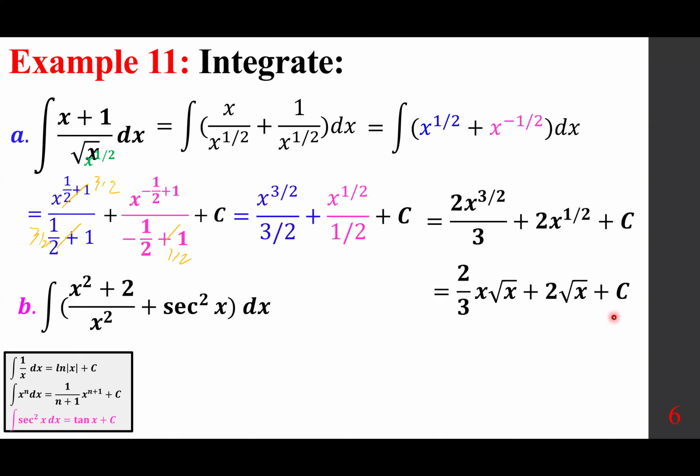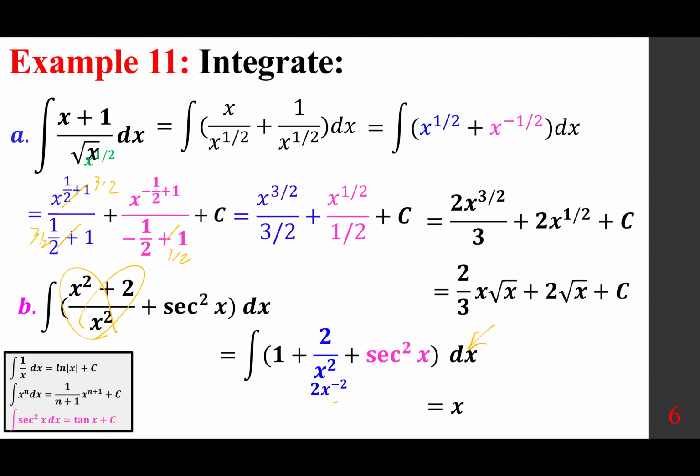All right, x squared plus 2 over x squared plus secant squared. So the very first thing is to work on this by making up two fractions. This one is 1. This is 2 over x squared. Now, 2 over x squared is 2x to the power minus 2. And so first and foremost, x to the power 0 simply gives us x because this is dx.